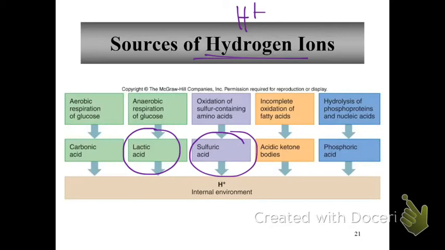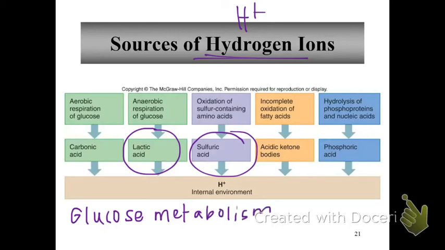Okay, so jot this down. 5 sources of hydrogens are going to be glucose metabolism, and there, it tells you there's anaerobics. Okay, with carbonic acid, which was the first one, this first green one right here. Glucose metabolism with lactic acid.